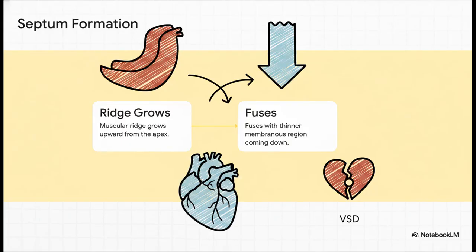To see how this gap happens, we have to rewind a bit to fetal development. The creation of this wall is actually a brilliant 2-step process. First, a thick muscular ridge of tissue grows upward from the apex, which is the very tip of the heart. Second, it meets a thinner, membranous region coming down from the top, from areas called the endocardial cushions. When they meet and fuse, voila, 2 separate, perfectly sealed chambers. But if they fail to fuse, well, you're left with that architectural flaw we call a VSD.